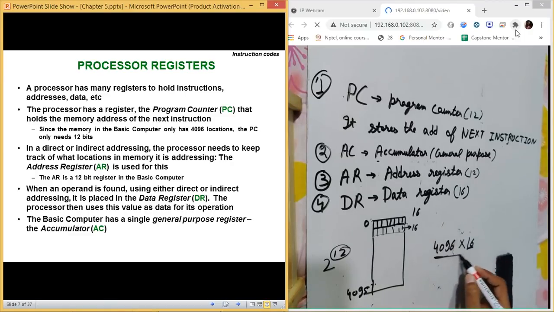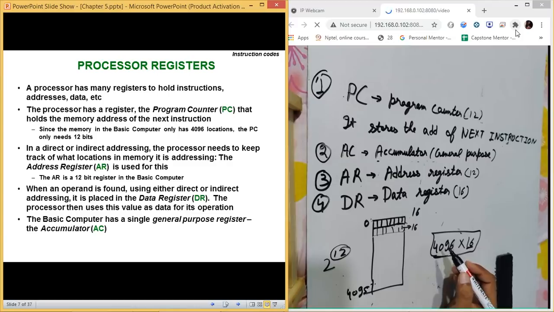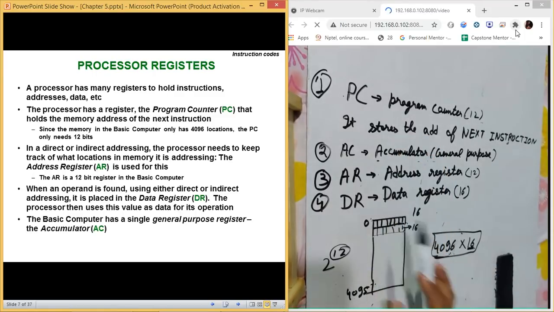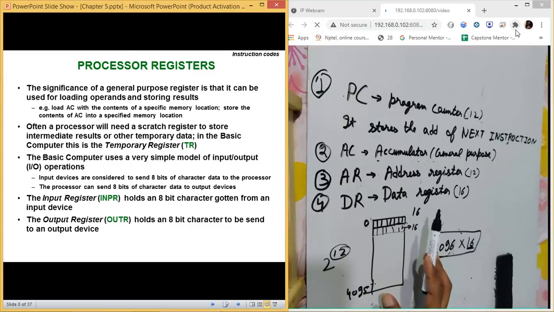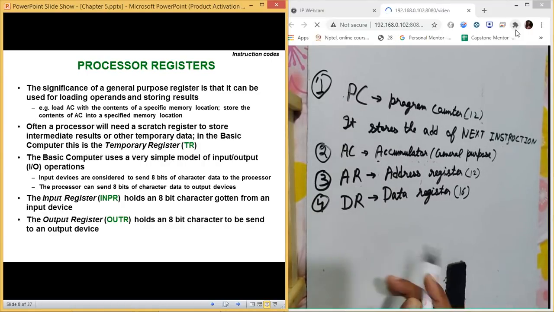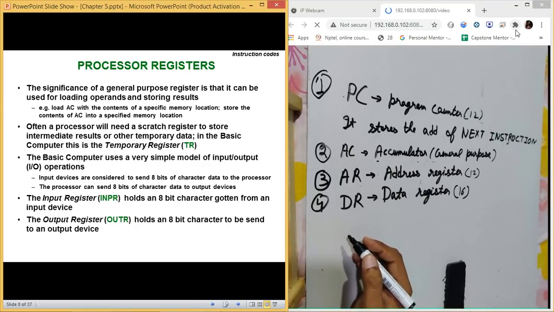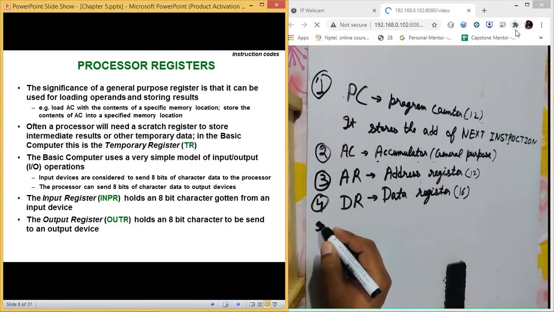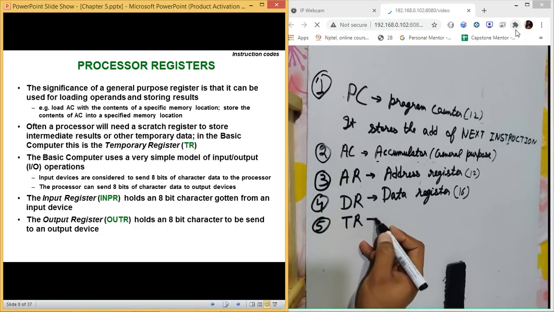It basically depends upon the assumption which we have taken for a general purpose computer, that there are 4096 addresses, and there are 16 bits inside a word of memory. According to this, all the registers are going to possess a size. Now let us move to the next register. After DR, we have another register known as TR. It is a temporary register.